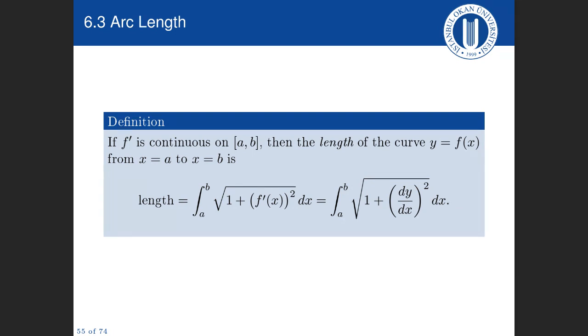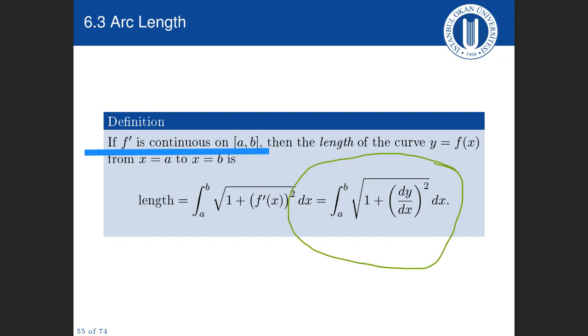If y prime is continuous on the closed interval from a to b, and I'm going to show you later that this is important, we need to have that f prime is continuous, then the length of the curve y equals f of x from x equals a to x equals b is given by this formula. The length is the integral from a to b, square root of 1 plus dy dx squared dx. And this is our formula, so I'm going to be putting this at the top.